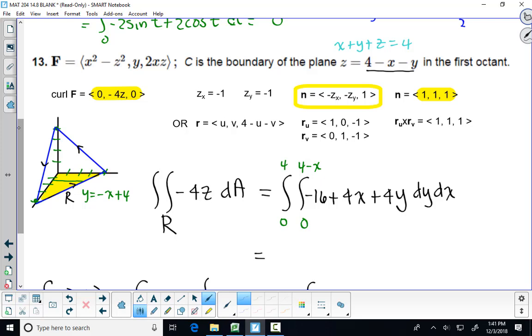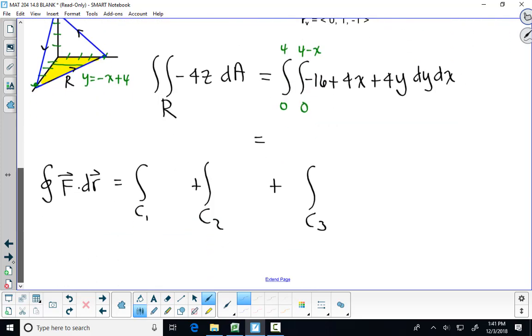Okay. So if we do the line integral method, we have to add up the line integral for each of those three, or we're going to do the double integral over the face. And when we do the double integral over the face, we're going to use the xy triangle as the domain. All right, let's go to another one.